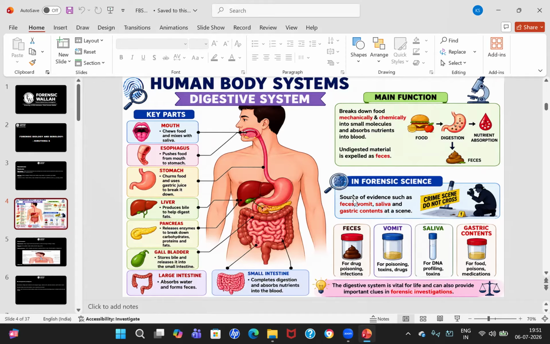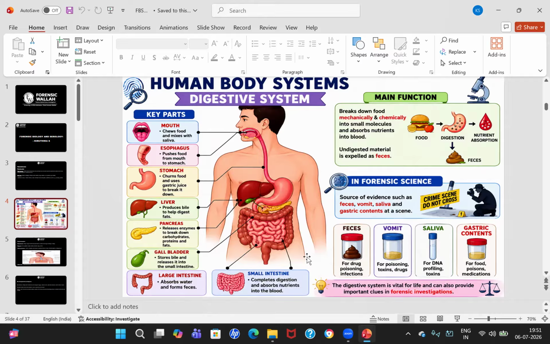So in forensics, you can encounter feces, vomit, saliva, and gastric contents. Feces will help in analyzing drug poisoning cases or infections, even food poisoning cases. Vomit is mainly involved in food poisoning, toxin, and drug cases. Saliva is for DNA profiling and toxin analysis, and gastric contents are for food poisoning and to analyze any kind of medications.